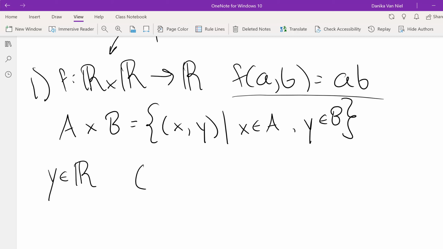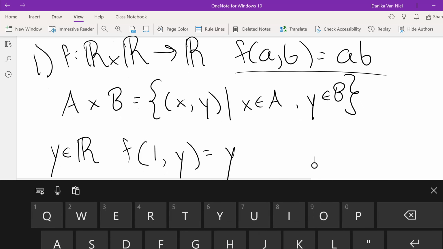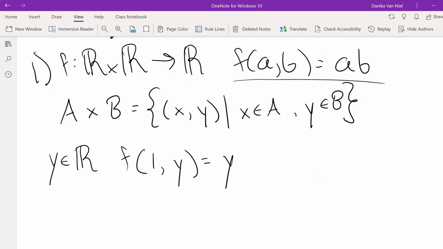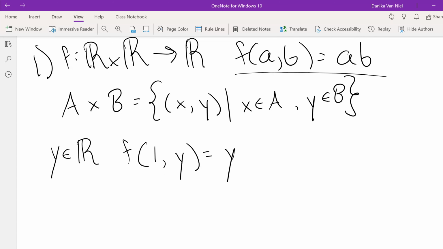So you have some y in R. You could consider (1, y), so f of (1, y) would equal y. I'm not doing a proof right now. I'm just sketching my thought process and how you could go about proving it. That would show that it's surjective.